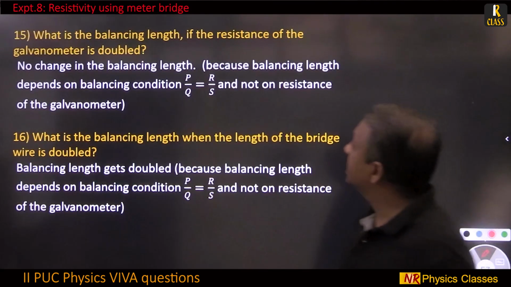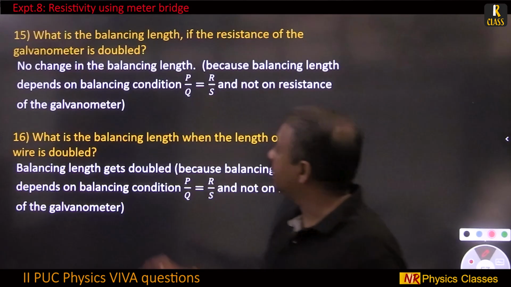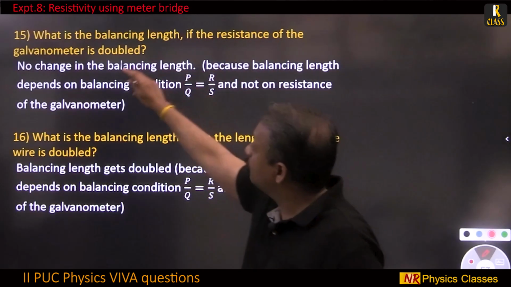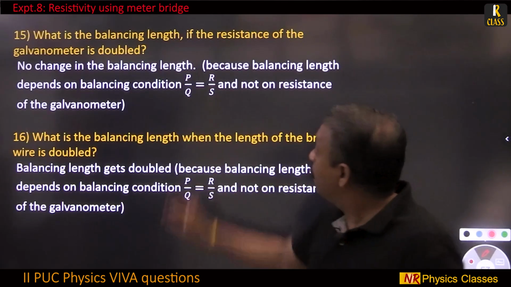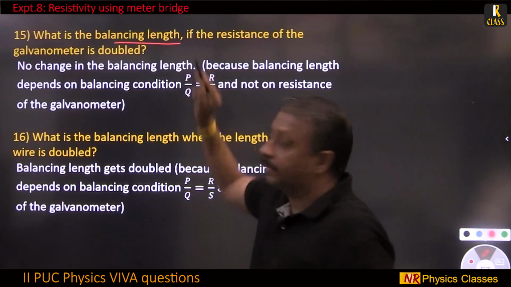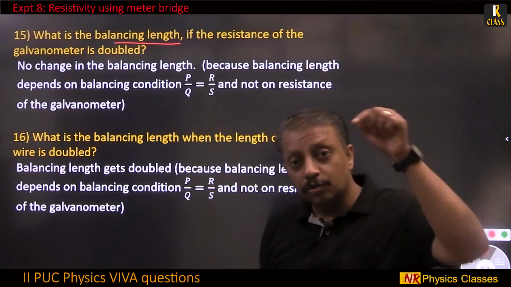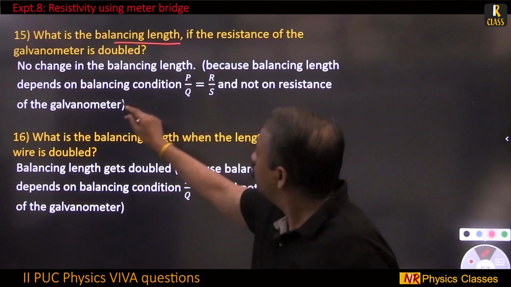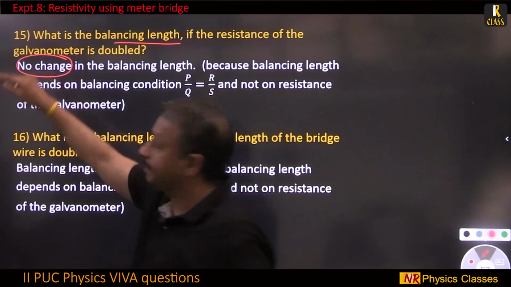What is the balancing length if resistance of the galvanometer is doubled? Balancing length is when current through the galvanometer is zero. There is no current through the galvanometer, therefore no change, it doesn't affect.